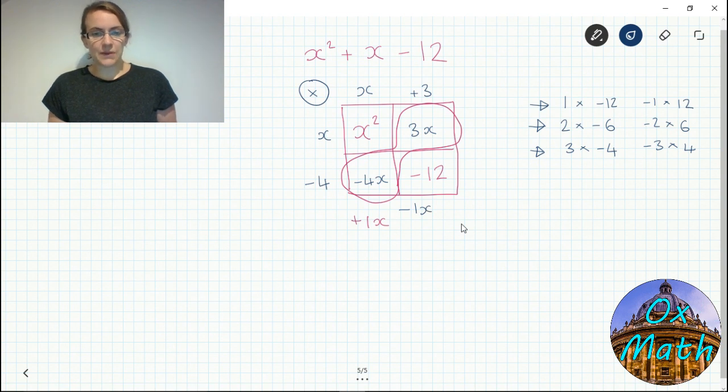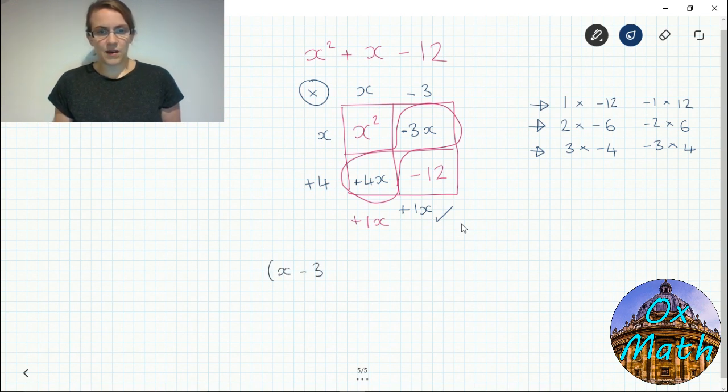So I can see now that I'm getting close, but I've got a minus where I should have a plus. So if I just switch these signs and use minus 3 instead of plus 3 and plus 4 instead of minus 4, that switches my signs inside, and plus 4x minus 3x is plus 1x. So this is now correct. So I know that my two factors are my top x minus 3 and my side x plus 4.